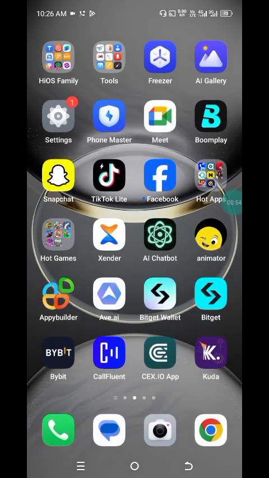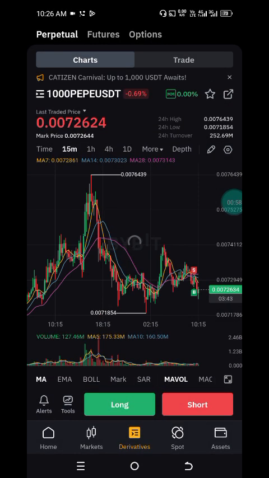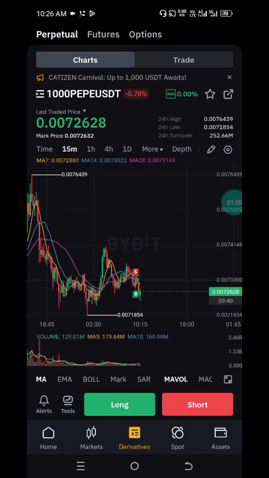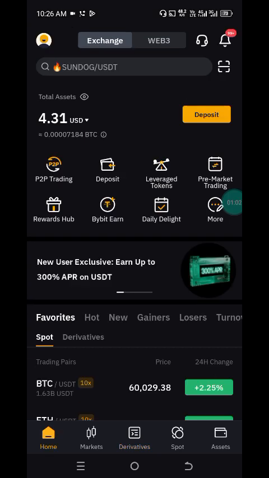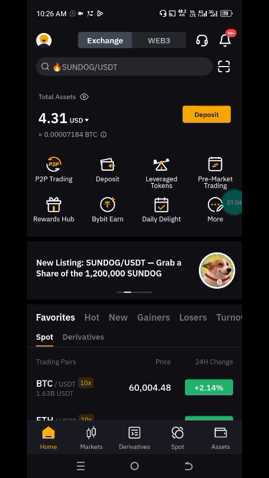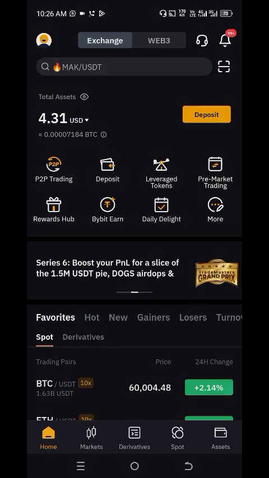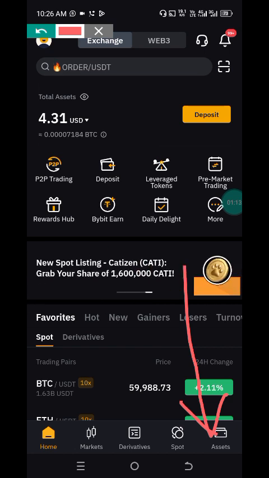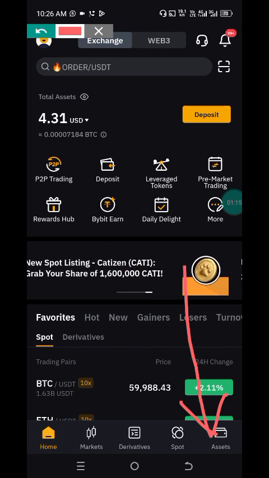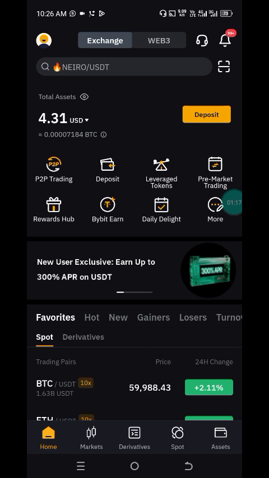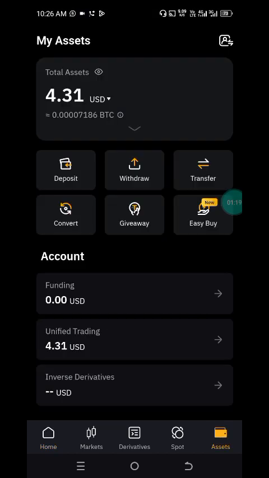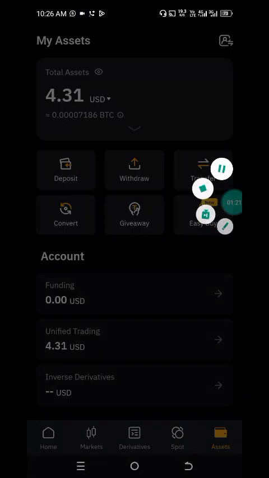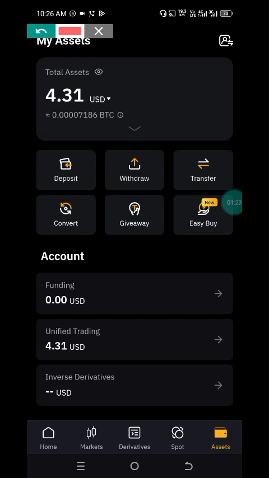So let's get started. The first thing you have to do is open the Bybit exchange. This is a sketch of the home of Bybit. Once you enter Bybit, you are going to click this area. Make sure that you pay attention to all the indications I'm using so that you get the video clearly. You click on assets, then you go to spot trading.